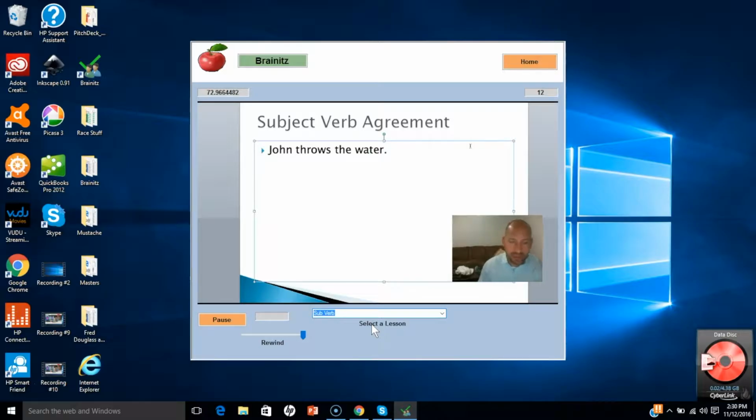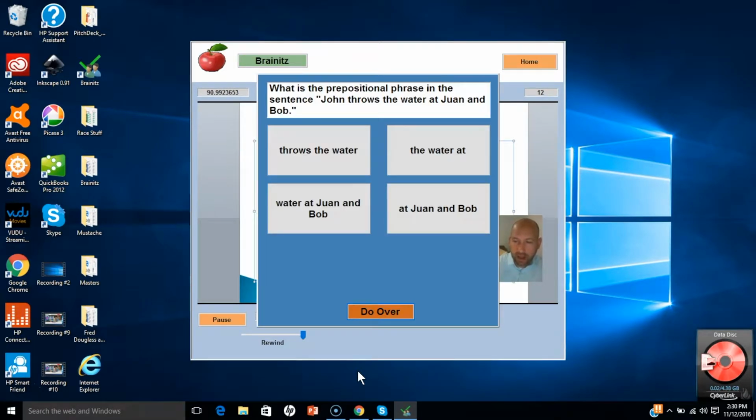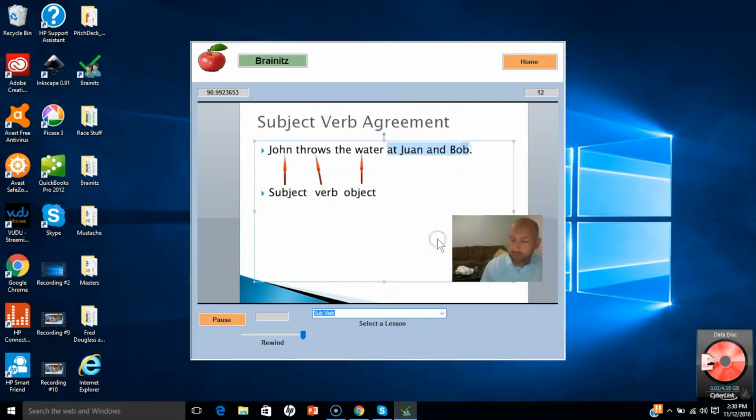If you take that out, so all this should be kind of coming together now, all you're left with is that John throws water. So John is the subject. What does John do? He throws. What does he throw? He throws water. At Juan and Bob. Bob is in the prepositional phrase.